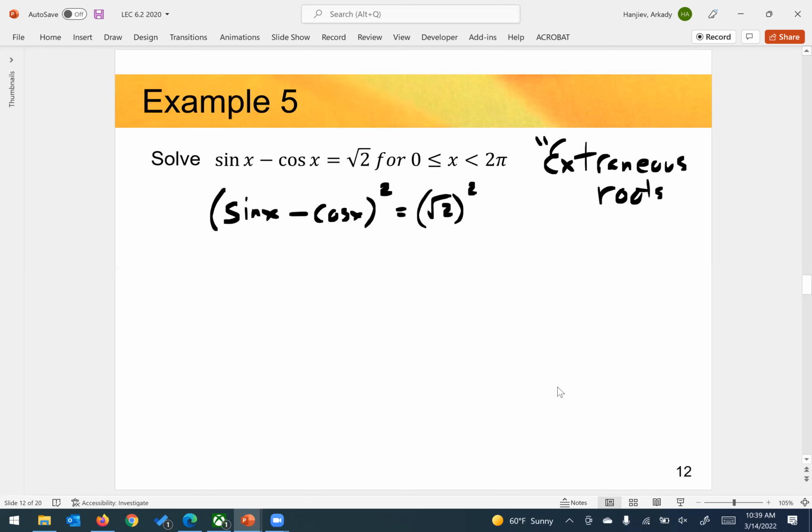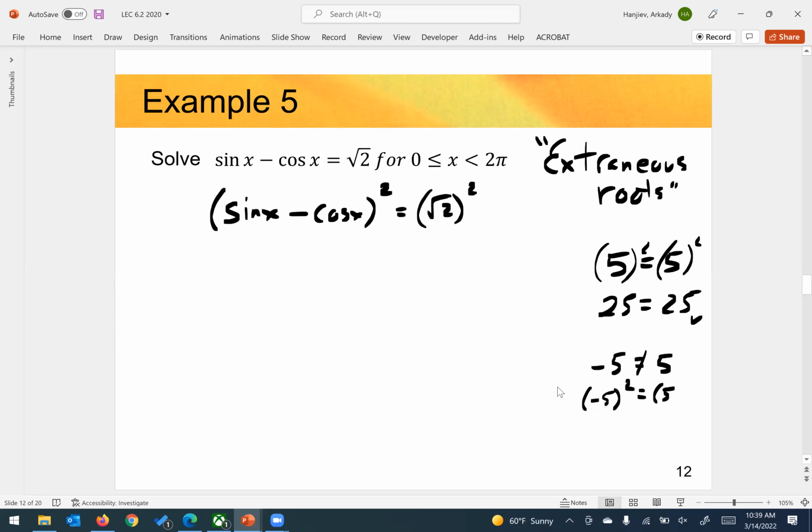Extraneous roots. We didn't cover that too much in algebra. But here's our little problem right here. Tell me if you agree: 5 equals 5. If I were to square both sides, and it only works on squaring, is this still true? Yeah, that checks out. But is this true? Nah. But if I were to square both sides, is that true? So here's our little problem.